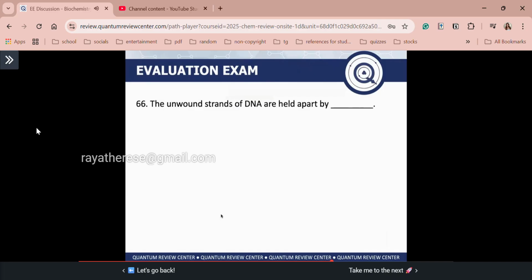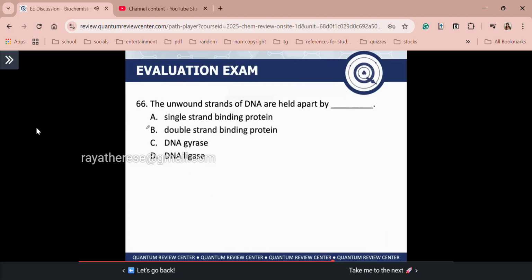So this is still about your central dogma. So 66, the unwound strands of DNA are held apart by blank. Sir, parang nasa DNA replication yan. Yes po. And here are the choices. Is it A, single strand binding protein? B, double strand binding protein? Sir, parang wala namang DSBP. Yes po, obviously, letter B is an incorrect answer.